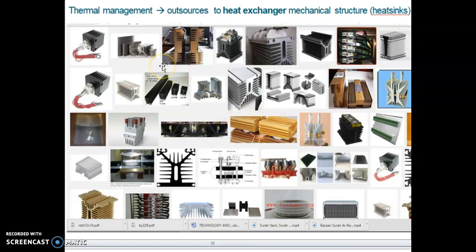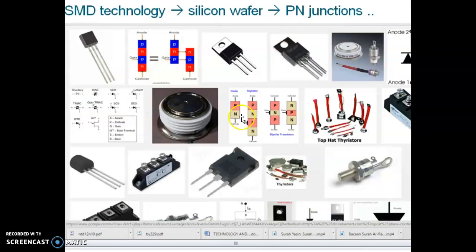They will need some sort of external heatsink. You can see here in the earlier slide, this is the transistor module type, which has two or three transistors put in one package.